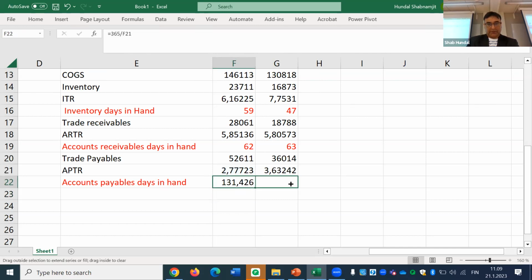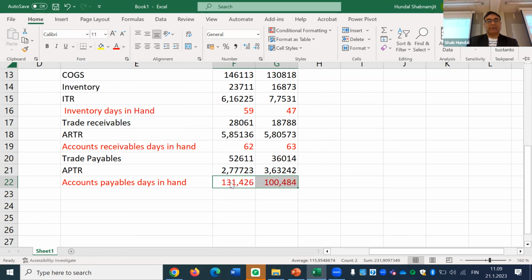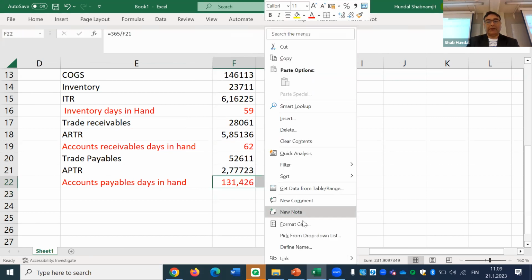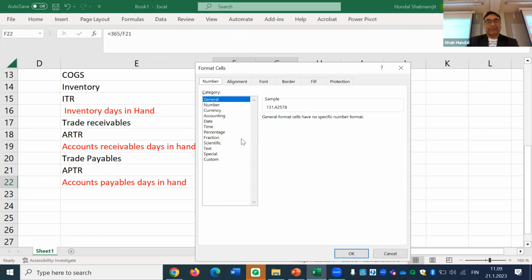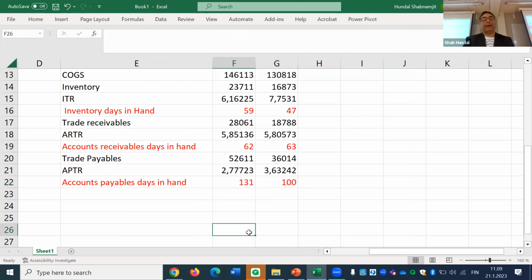And here we go. In the last year, you were making your supplier wait for 100 days approximately. And now you are making him or her wait about 131 days. So basically, you have declined your speed of payment to them.